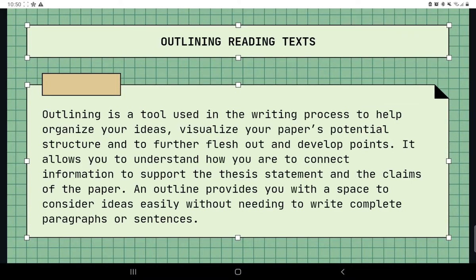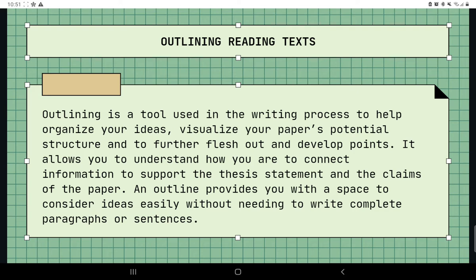Let us first discuss outlining reading texts. Outlining is a tool used in the writing process to help organize your ideas, visualize your paper's potential structure, and further flesh out and develop points. So, outlining ay ginagamit daw sa writing process para ma-organize mo yung ideas mo.